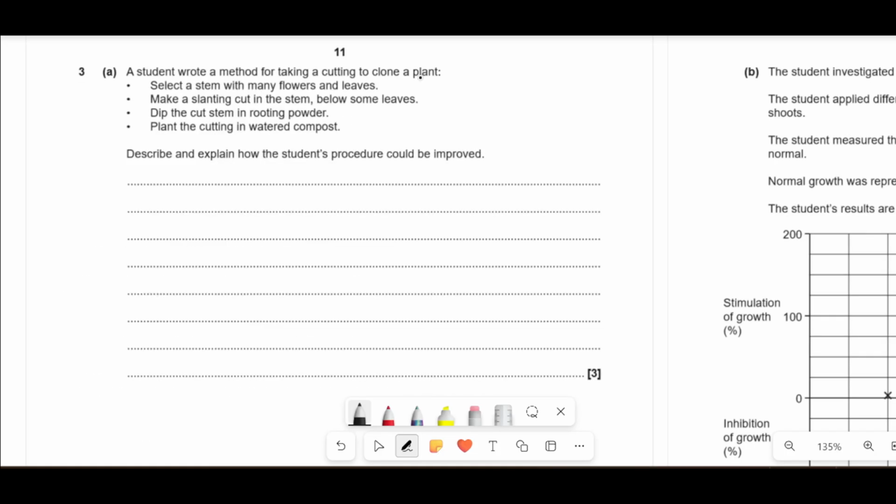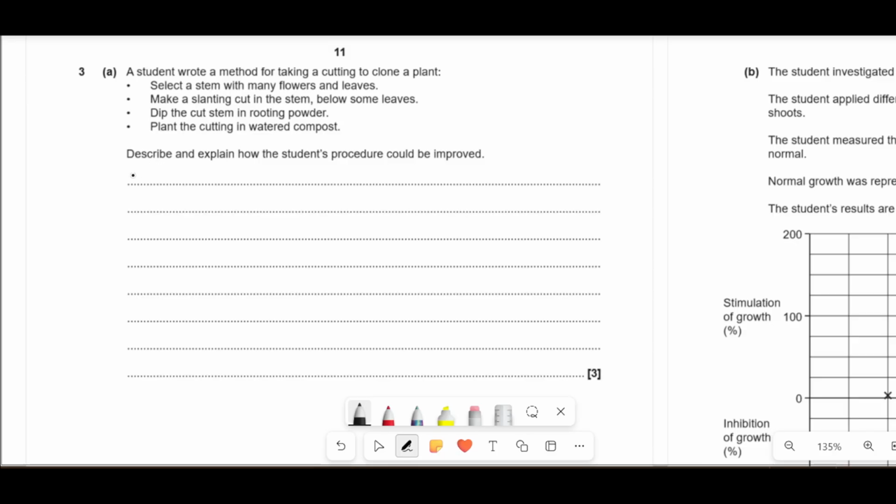A student wrote a method for taking a cutting to clone a plant. Select the stem with many flowers and leaves, make a slanting cleft in the stem below some leaves, dip the cut stem in rooting powder, and then plant the cutting in watered compost. Describe and explain how this could be better. So when it comes to cloning and taking cuttings in this sense, there's a couple things you can do to make things better. So there's a couple rules.